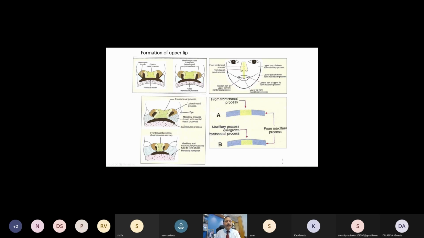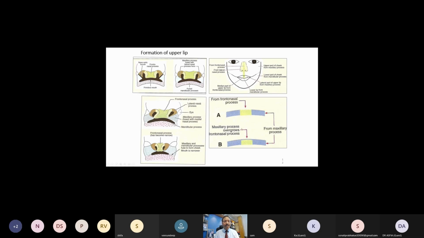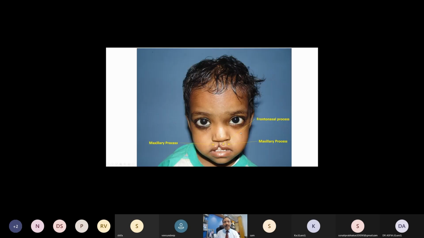So now the formation of the lip, and you have seen it already in other pictures. The important thing to remember here is the middle part of the upper lip is formed by the frontonasal process, while the maxillary process overgrows the frontonasal process, and this skin may actually come from the maxillary process. Now, in a patient, the lateral part of the lip is formed by the maxillary process, while the philtrum is formed by the frontonasal process. So the lower lip is by the mandibular process.